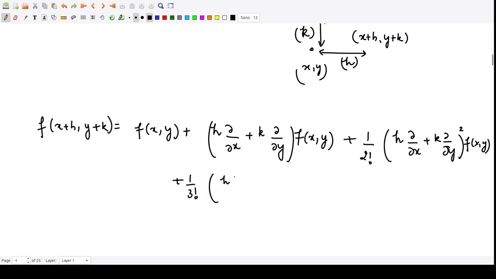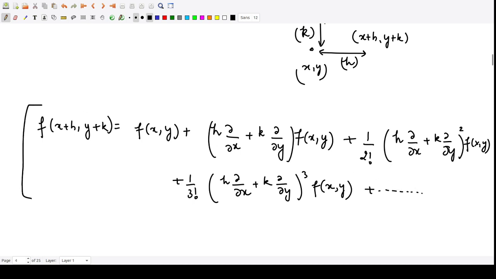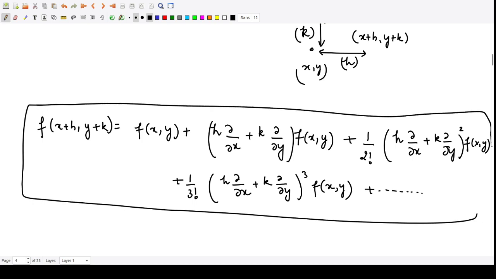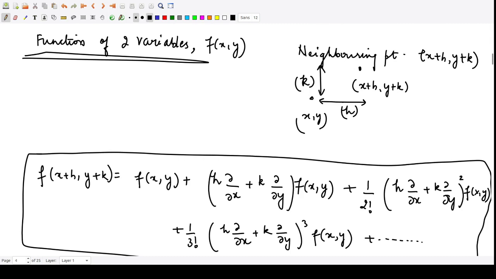So that means (h ∂/∂x + k ∂/∂y)³, evaluated at the point, applied onto the function f(x, y), plus so on. So we'll continue like this. So this is Taylor's theorem for a function of two variables when all the partial derivatives are defined and are continuous on the neighborhood of the point (x, y). So this is very similar to the one we have just defined for a single variable.